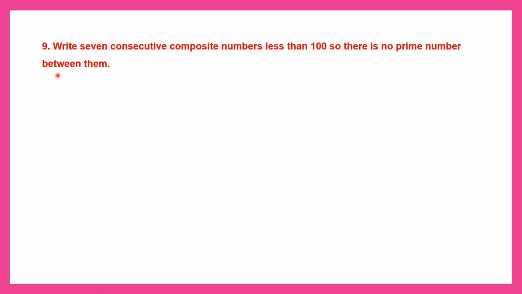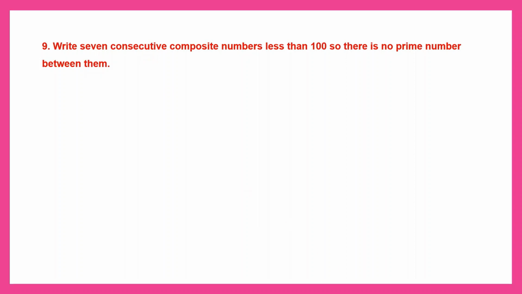Question 9. Write 7 consecutive composite numbers less than 100 so that there is no prime number between them. Okay, what do they mean? We have to write 7 numbers. They should all be composite numbers and they should be consecutive numbers. That means numbers that come one after the other.